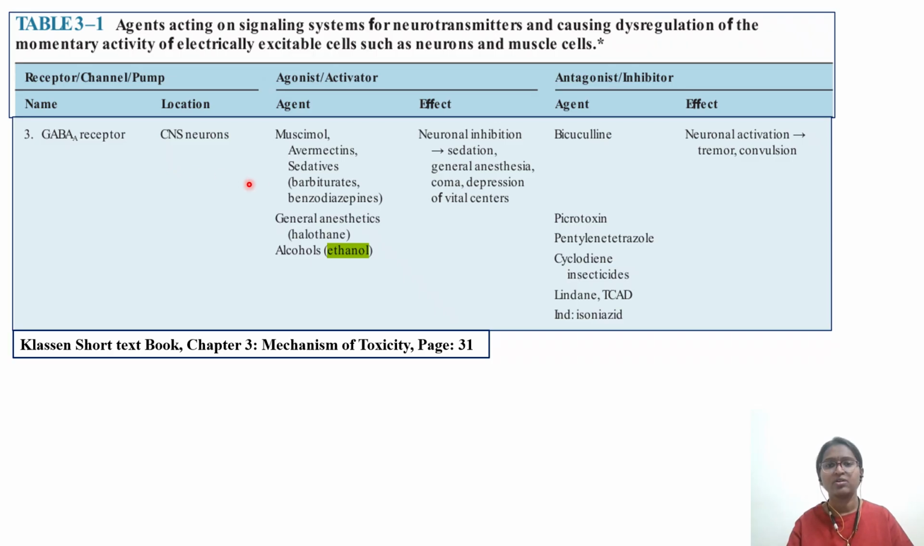Read table 3.1 with respect to ethanol toxicity and its mechanism of toxicity. Not only that, you pause here and try to read about other examples. Whenever I mention a table in a slide, I would request you to stop the video and try to learn about, for example, muscimol and other examples, and how they affect this particular GABA A receptor. Try to correlate and read. For example, picrotoxin is there, cyclodiene insecticide is there, lindane is there, which is a pesticide. Try to read like this.